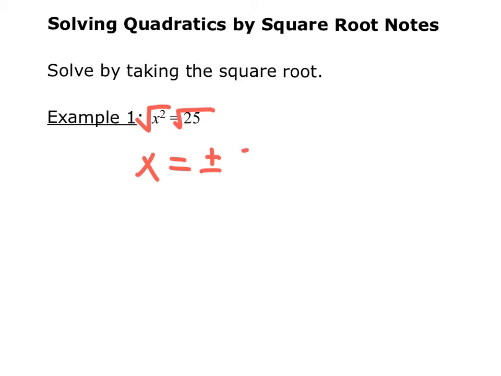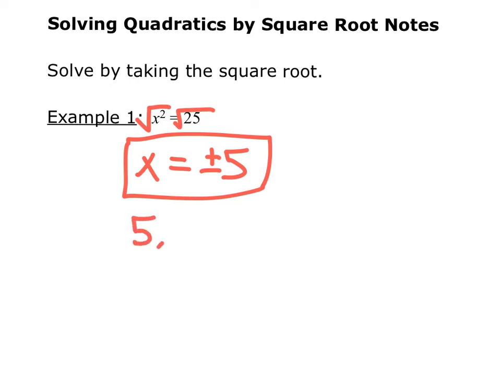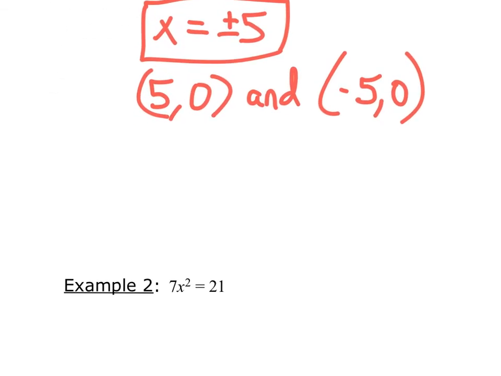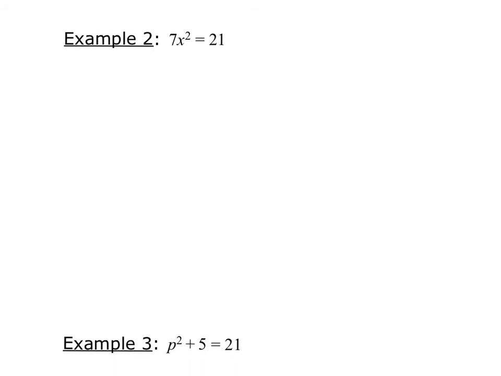So we can say the correct answer here is plus or minus 5, meaning your x-intercepts here are 5, 0, and you also have negative 5, 0. Those would be your two x-intercepts. All right, let's try number 2 here.